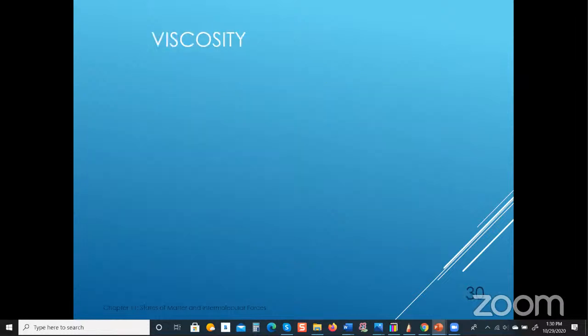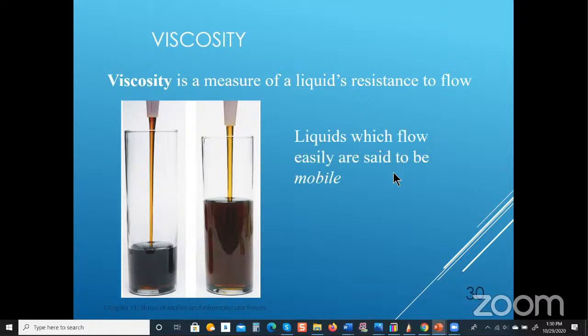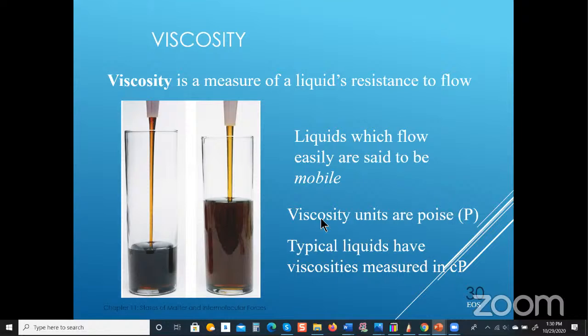Okay, here's another property that is observed based on intermolecular forces. Viscosity, which is basically a measure of a liquid's resistance to flow. So basically, the more viscous the liquid is, the more likely that the resistance to flow would be observed for such liquids, right? So liquids that flow easily are said to be mobile, and we can actually quantify viscosity. The unit for viscosity is the poise, and typically viscosities are measured in centipoise.